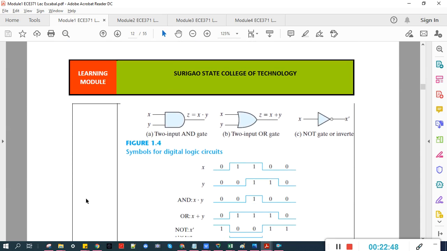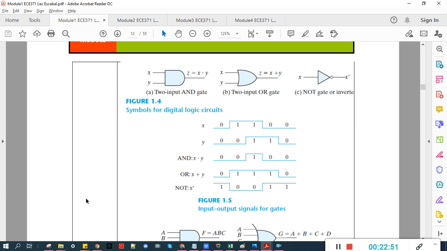Let's go to the symbols for digital logic circuits. This is the symbol for the two-input AND gate, with the inputs X and Y and the output Z. Z is equal to X and Y. The AND operation is symbolized by this dot in the middle, X and Y. Then the two-input OR gate. Inputs are X and Y. Z is equal to X or Y. The symbol for OR is the plus sign.